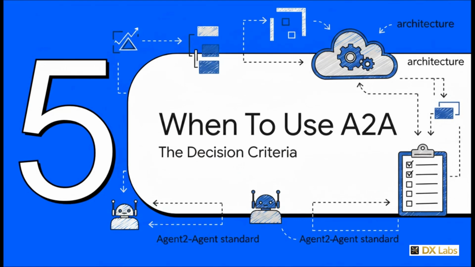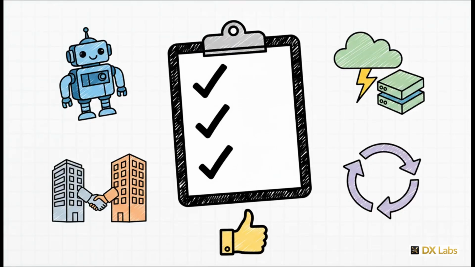Which brings us to section 5, when to use A2A. So how do we synthesize all of this into an actual deployment strategy? Let's check out the decision criteria. Basically, you should be reaching for A2A when your integration meets these exact criteria.